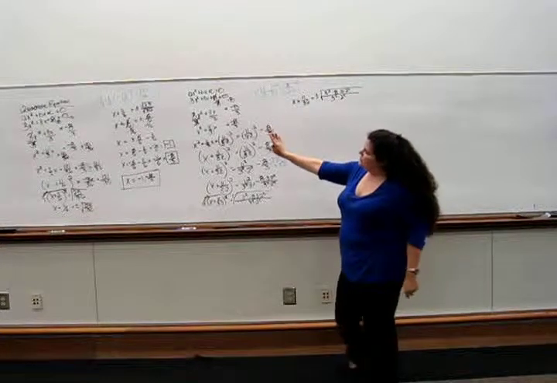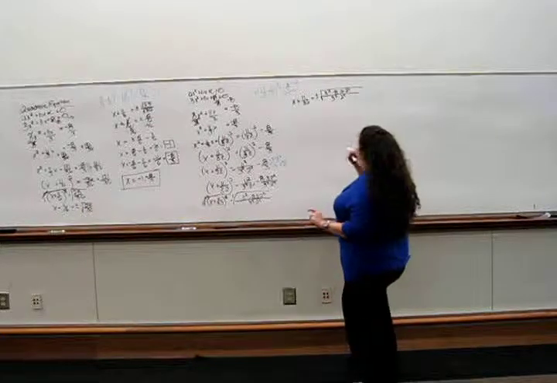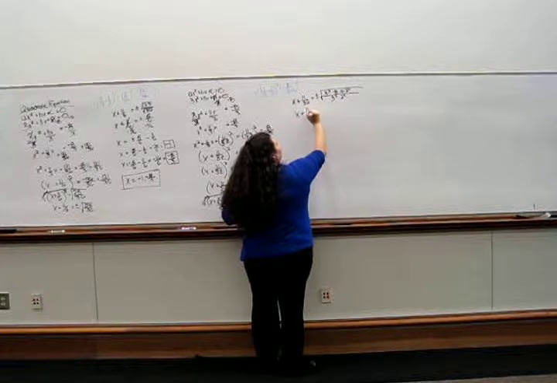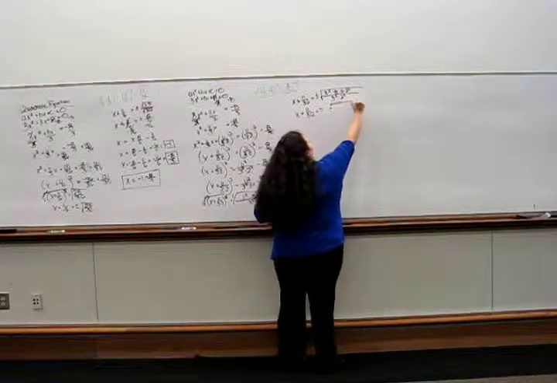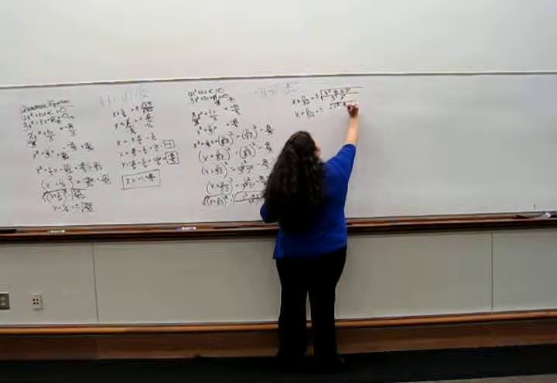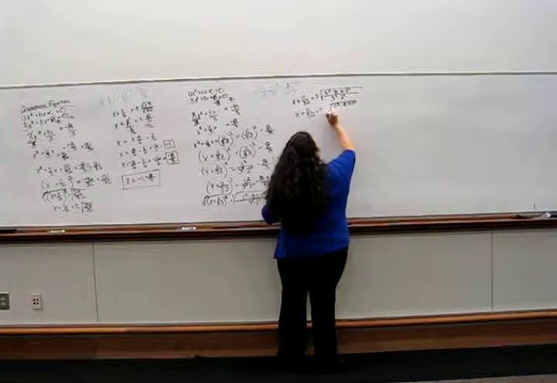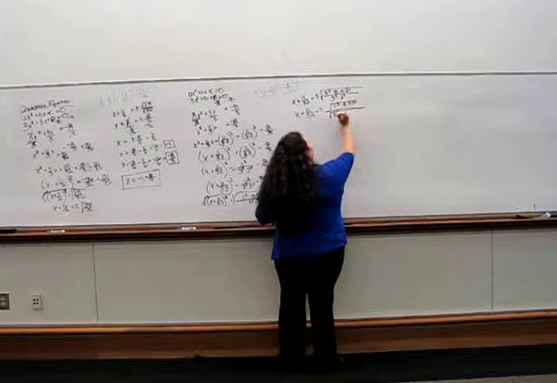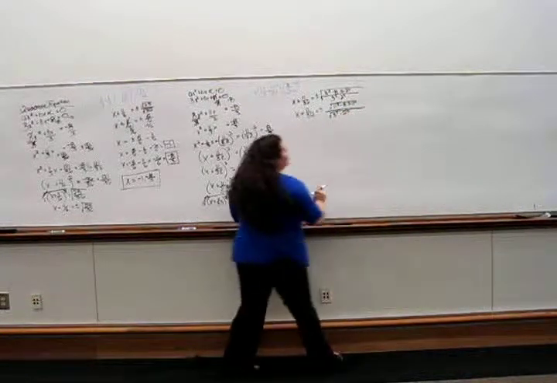Now, just the same way that we took the square root of the top and the square root of the bottom, we're going to do that over here also. So we have x plus 11 over 3 times 2 equals plus or minus the square root of 11 squared minus 8 times 3 times 2 squared all over the square root of 3 squared times 2 squared.